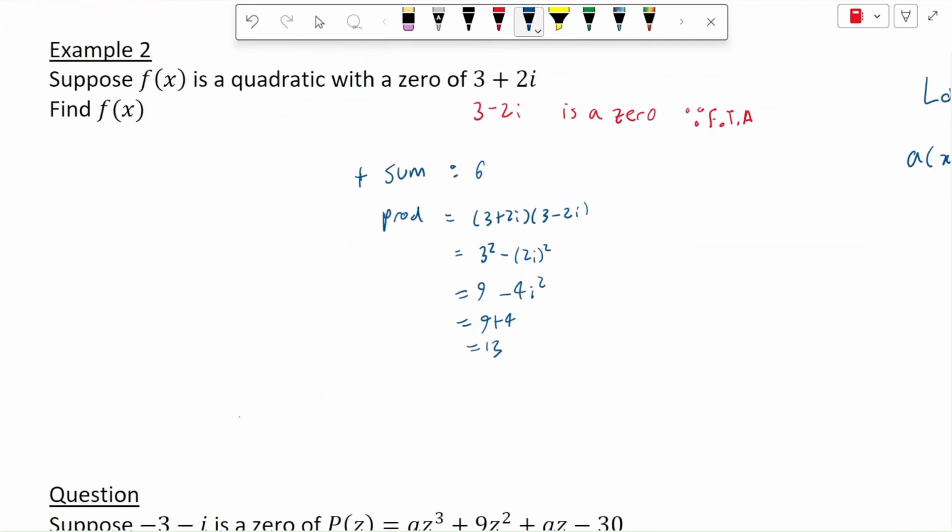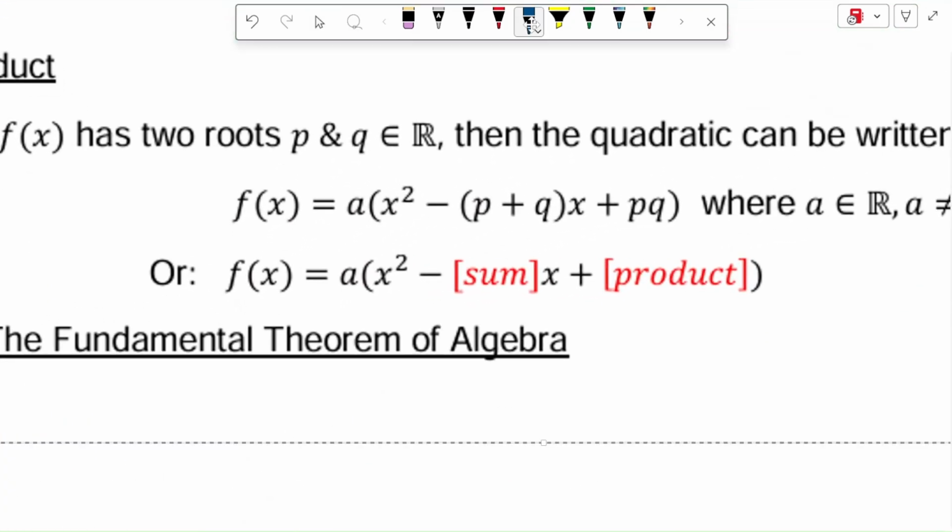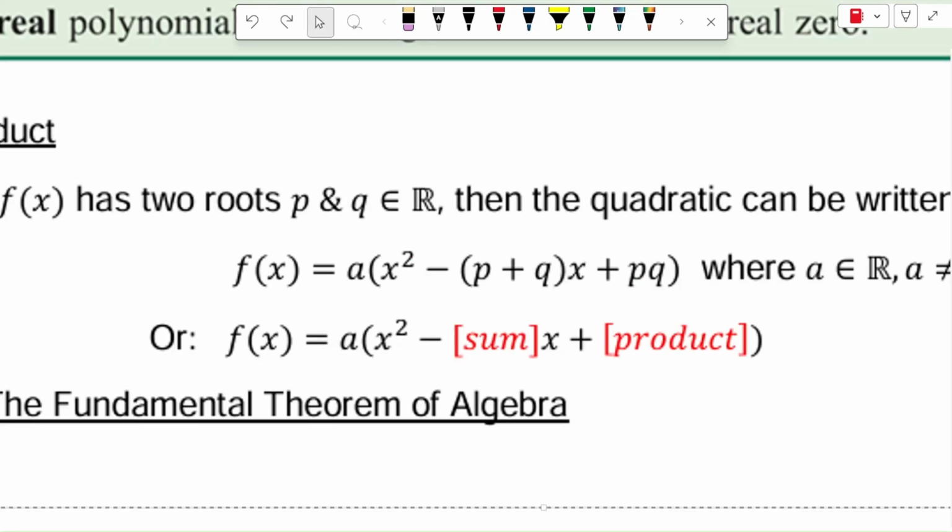So therefore, f of x would have to equal a, lots of x squared, take 6x plus 13. Now be really careful. It's very easy to make a sign error here by forgetting that the sum always has a minus in front of it. So just keep that in mind as you're doing these questions.